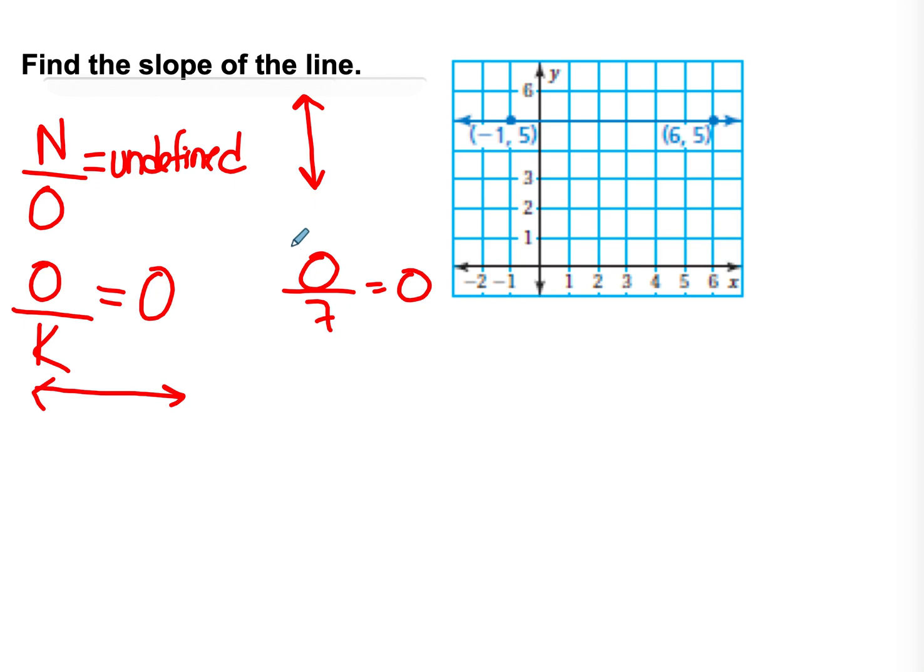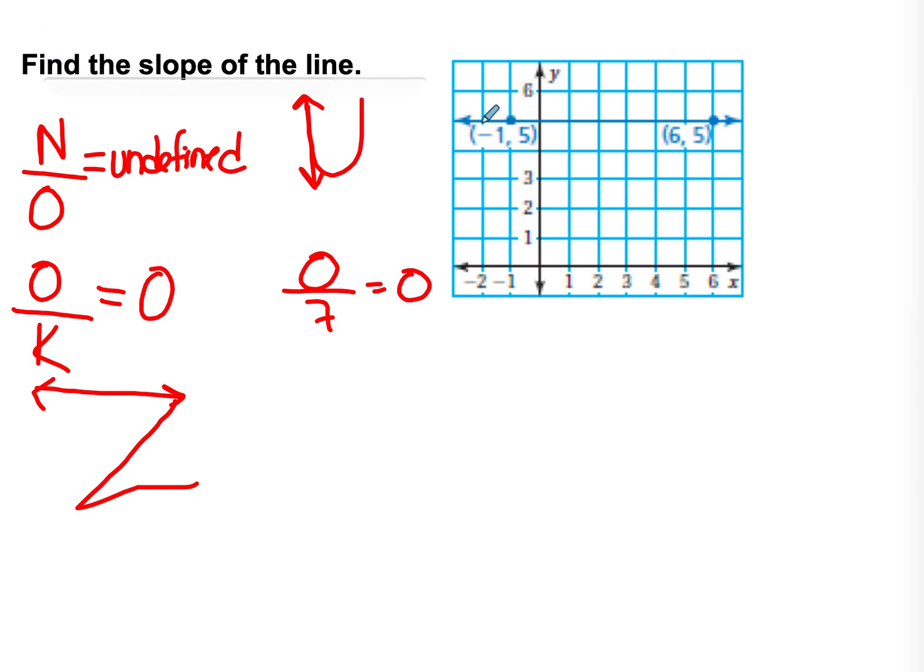The other way to do it is you can think about how you can change this vertical line and the horizontal line into the letters U for undefined and Z for 0. So for this one, I could take that line there, make it my U for undefined, and my horizontal line I could take and change into a Z for 0 slope.